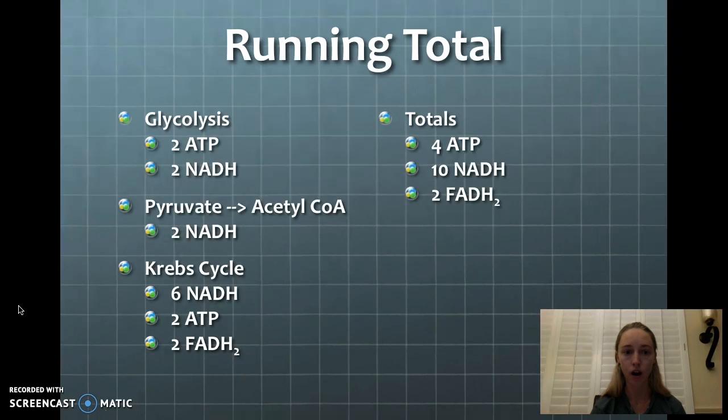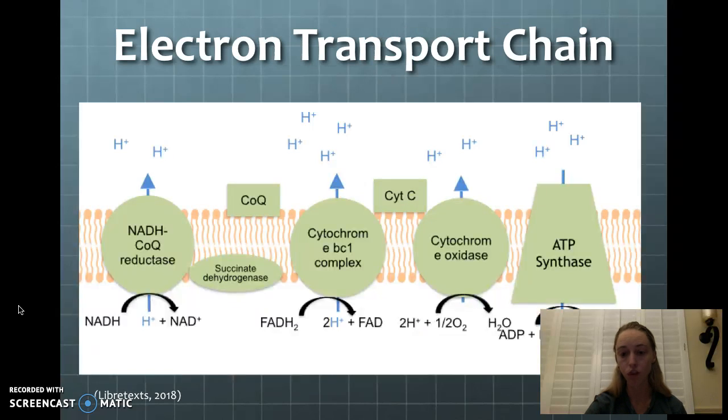Lots of numbers, so I have a running total. In glycolysis, way back, you have 2 ATP produced and 2 NADH. That conversion from the 2 pyruvate to the acetyl-CoA produces 2 NADH. And then we go through the Krebs cycle twice, producing 6 NADH, 2 ATP, and 2 FADH2s, which gives us a total of 4 ATP so far, 10 NADH, and 2 FADH2. That 10 and 2 at the end are the numbers and the molecules that we're going to take along into the electron transport chain, which is next.